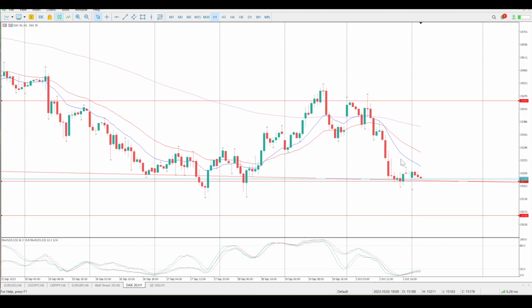Now the dollar is on a tear, which is impacting this, because that basically means Euro USD is plummeting at the moment, and that does impact the DAX a bit.